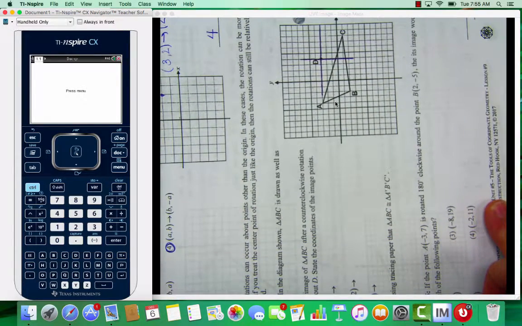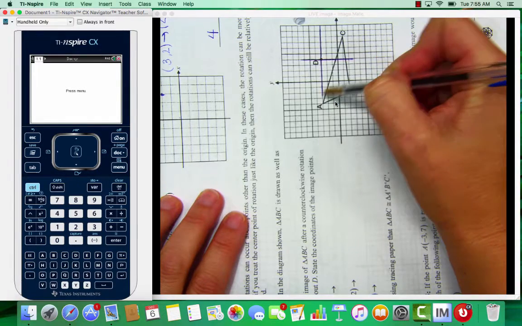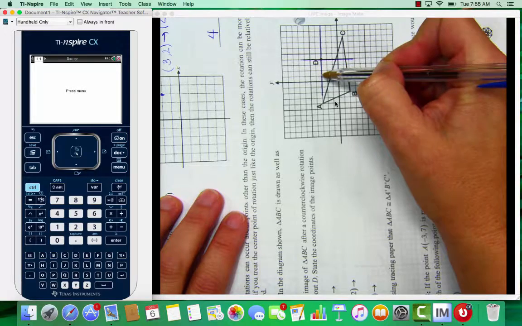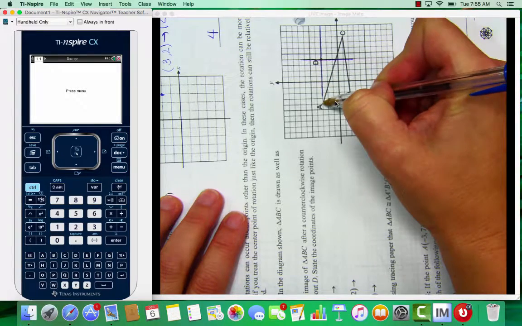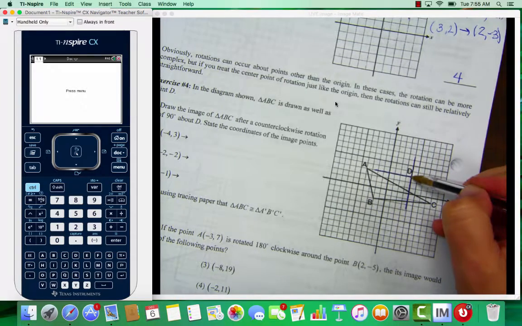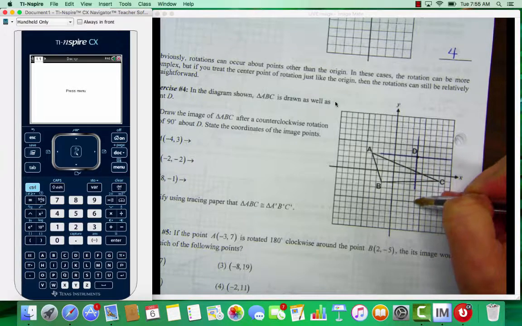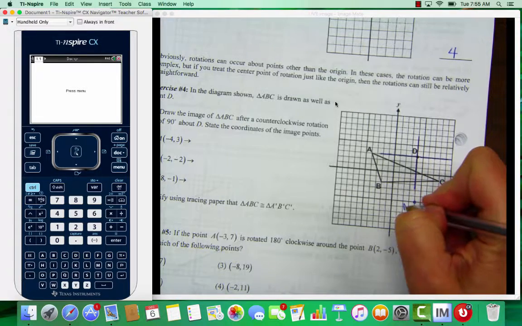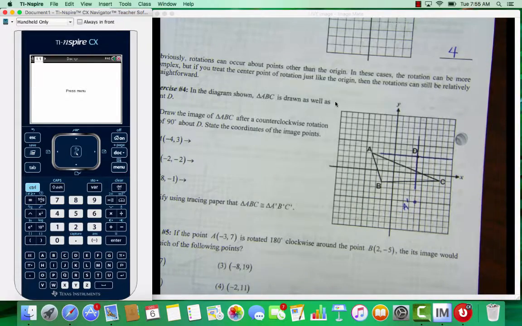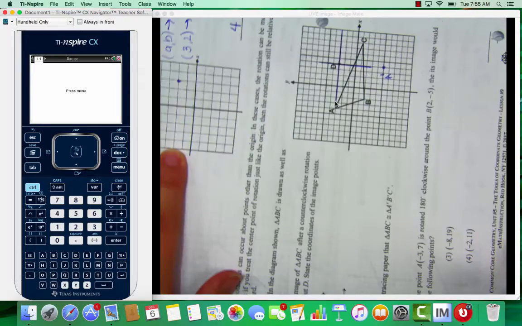So right now, from D to get to A, I'm going to go down 1, 2, 3, 4, 5, 6, 7, 8 units. So I'm going to turn my paper back around the right way. And to go from D to A prime, I'm going to go down 8 units. 1, 2, 3, 4, 5, 6, 7, 8. And then that's going to be my A prime. Now I'm going to turn my paper back around the other way again.